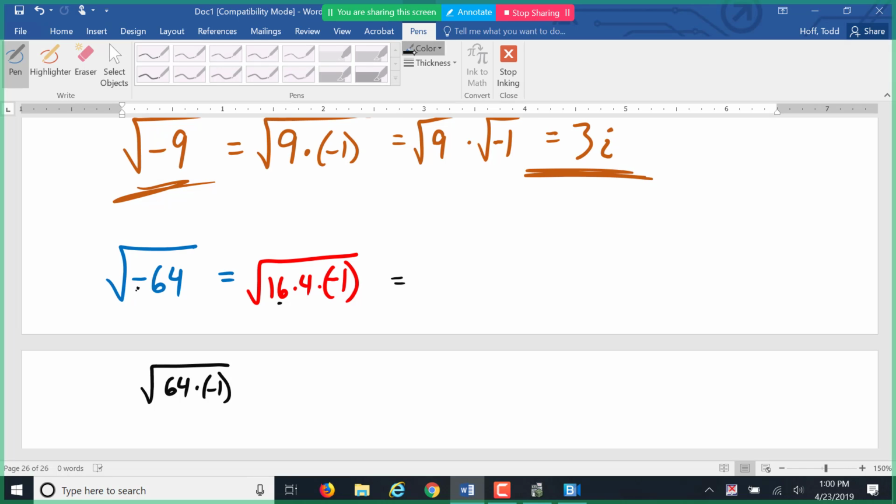Do we know the square root of 64? Yeah, it's just 8. The square root of negative 1 is just i. So the square root of negative 64 is just 8i, because positive 64 is a perfect square. We separate it into just that perfect square number and then negative 1, and we can reduce it.